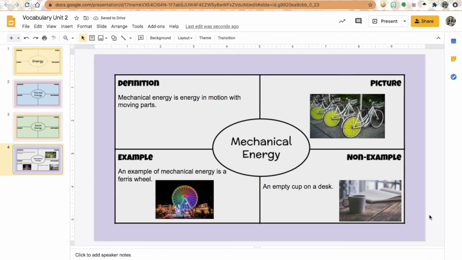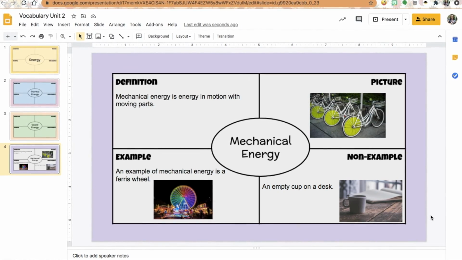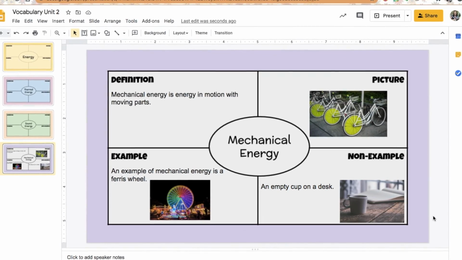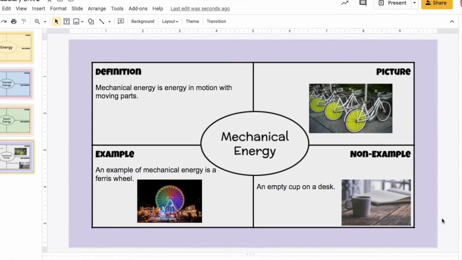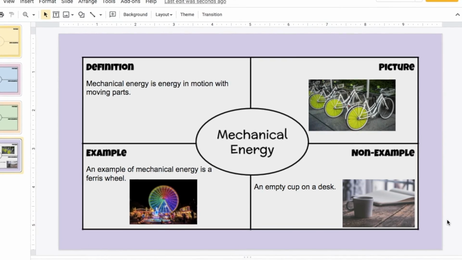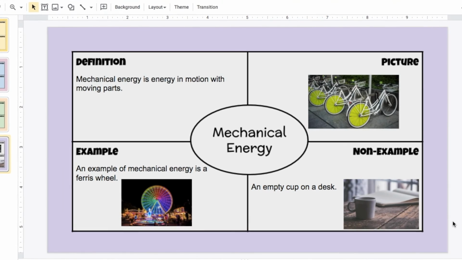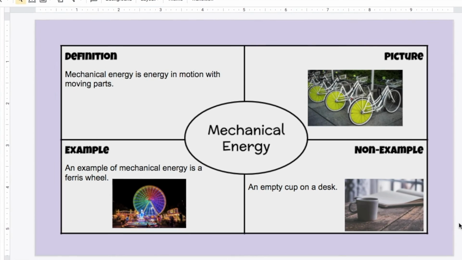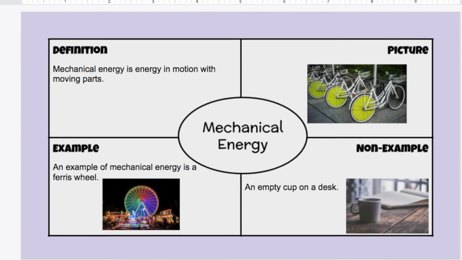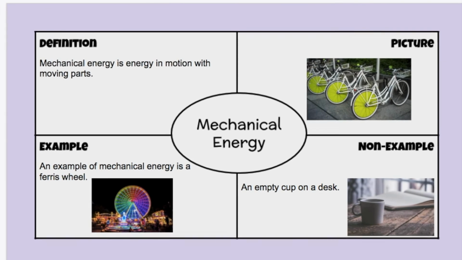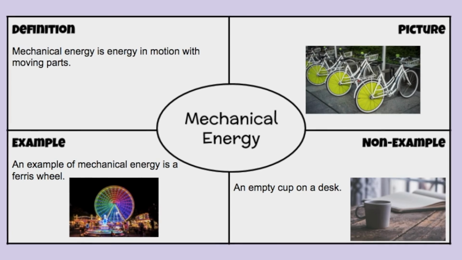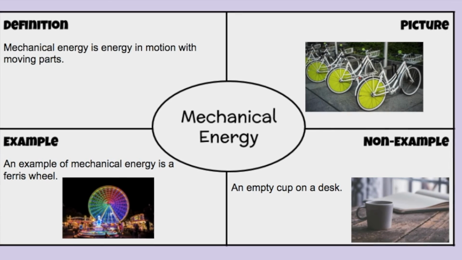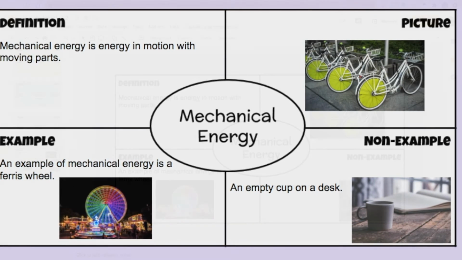Now I have a great way to learn and to study vocabulary by looking at this Frayer model. I know that mechanical energy is energy in motion with moving parts. A picture of mechanical energy, of course, is a bicycle. An example of mechanical energy is a Ferris wheel with all of its moving parts. And a non-example of mechanical energy is an empty cup on a desk. This is an awesome way for you to learn your vocabulary.